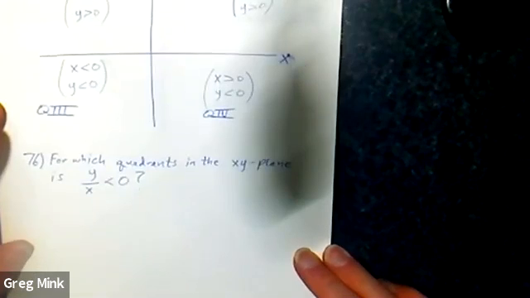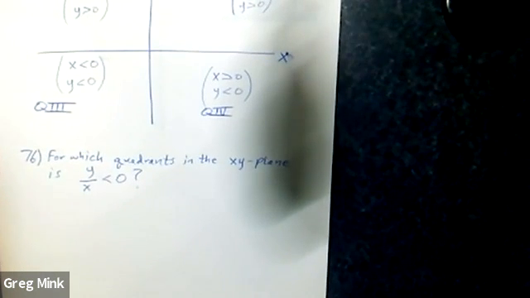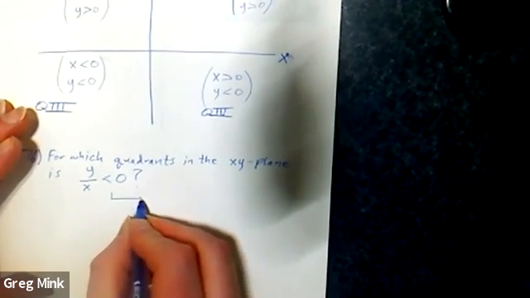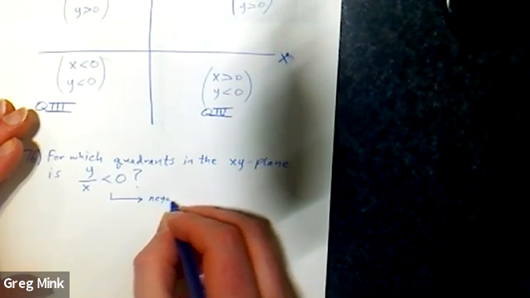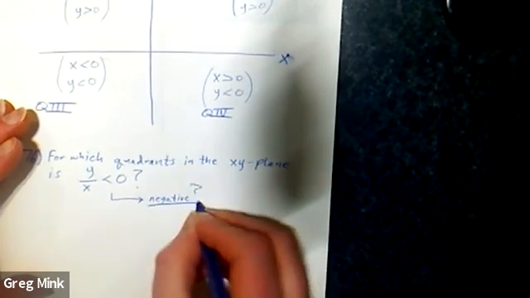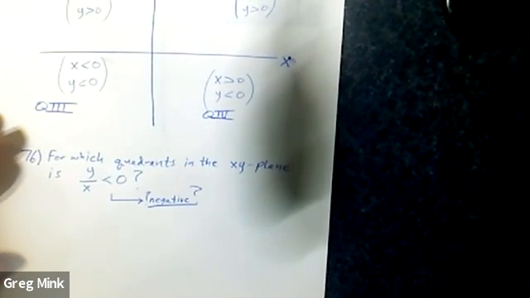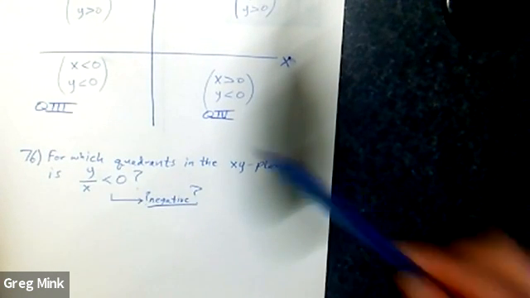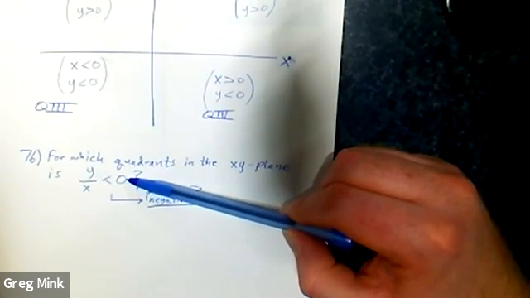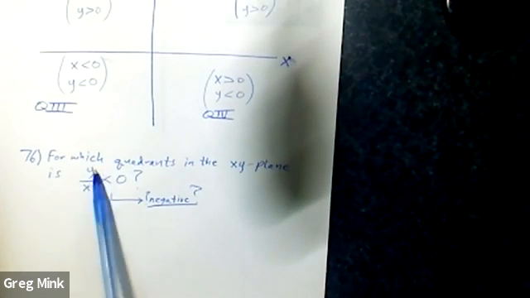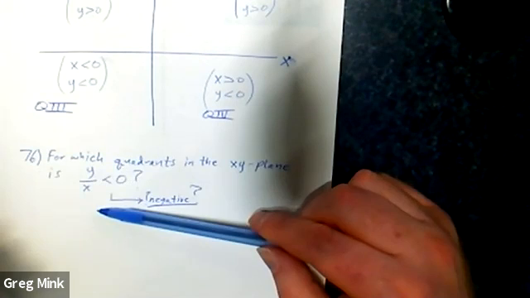So 76 is saying, for which quadrants in the xy plane is y divided by x less than 0? Well, that's the same as saying, when is this fraction negative? Something is less than 0 if it's negative. How could a fraction be negative? If the top was negative and the bottom was positive, it would be negative, or vice versa. If both of them are negative, then a negative divided by a negative would be a positive.